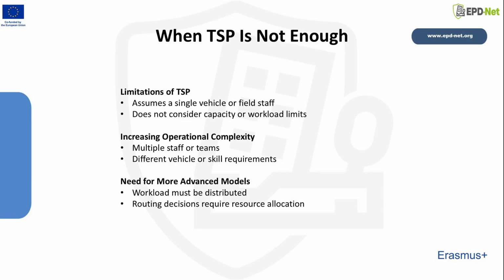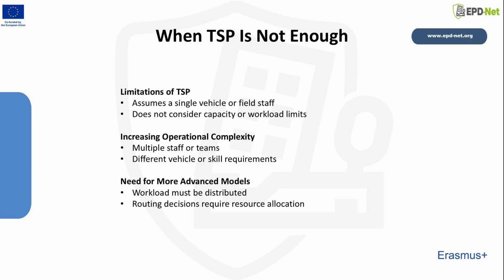While the traveling salesman problem is useful for simple workforce routing scenarios, it has important limitations. TSP assumes that all visits are performed by a single vehicle, team, or field staff member and does not account for capacity or workload constraints. As operational complexity increases, this assumption becomes unrealistic.